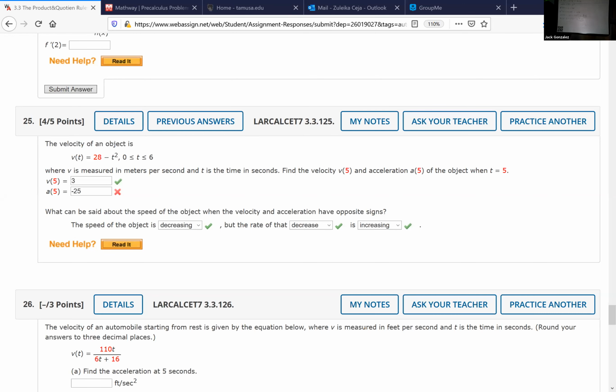So you can see mine. Yeah, so yours is time is 5. So you plug in 5, so it'd be 28 minus 25, which is 3, so that's right. Then the next one, you would do the derivative. What is the derivative of your v function? 0. Wouldn't it be 0 at first? That's 0.